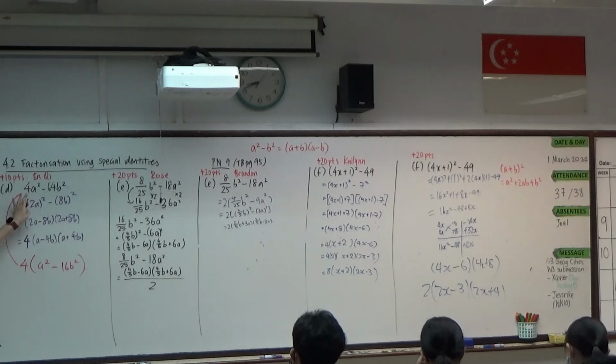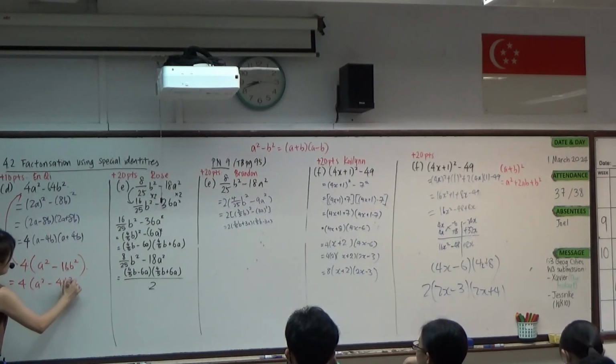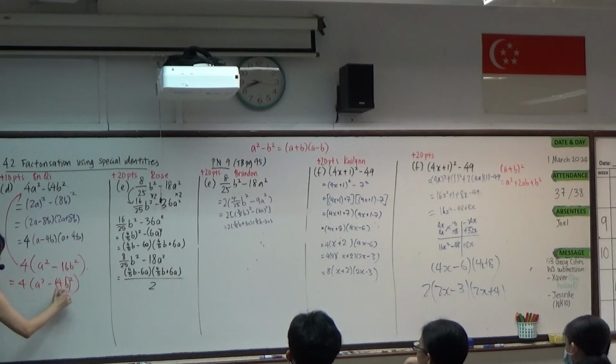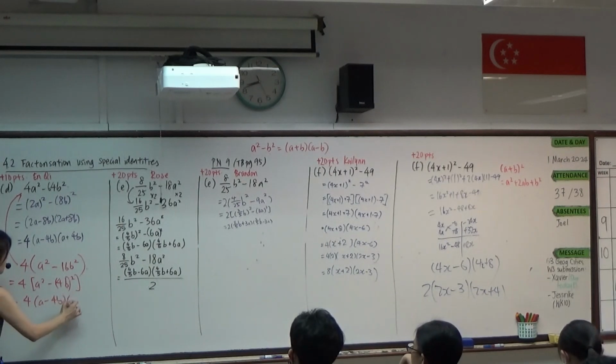If a factor of 4 was taken out, then we get a squared minus 4 squared, (4b) squared. Let me adjust my brackets. And then we will get 4 times (a minus 4b)(a plus 4b).